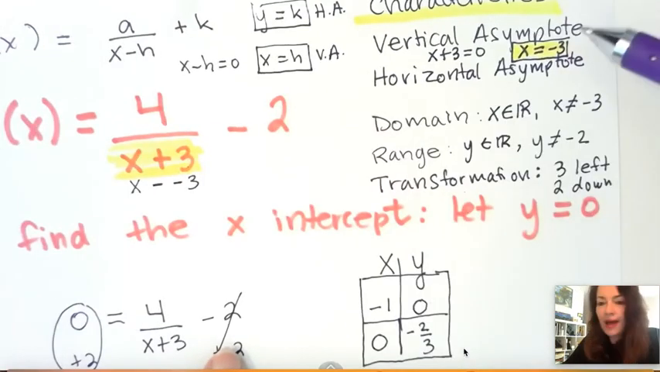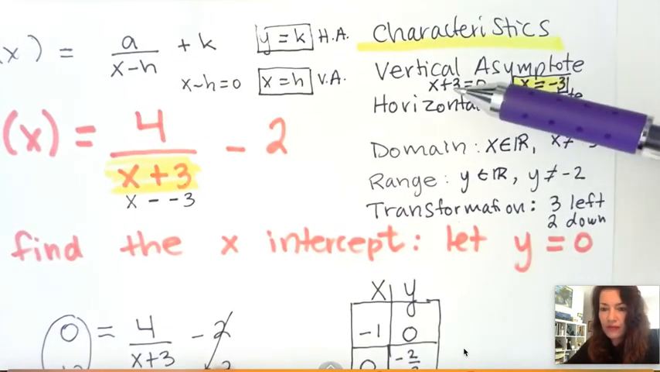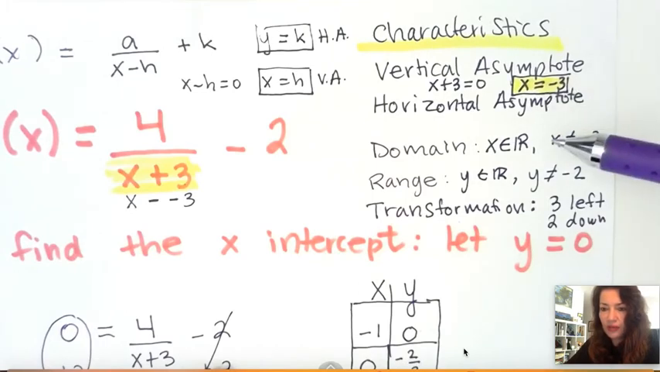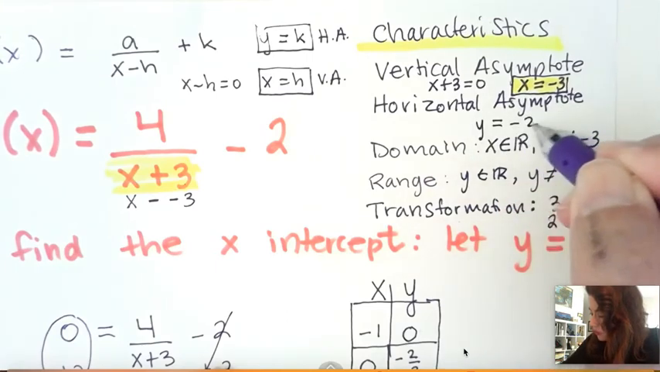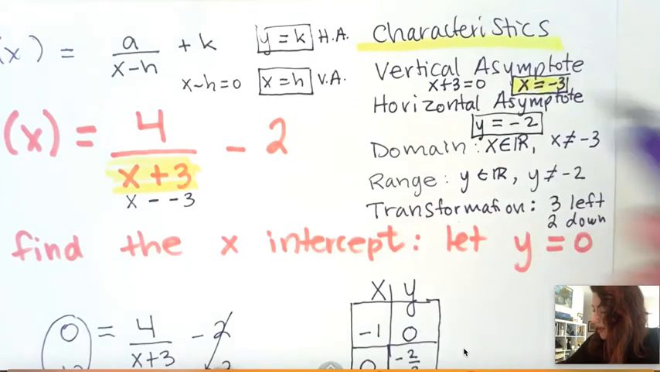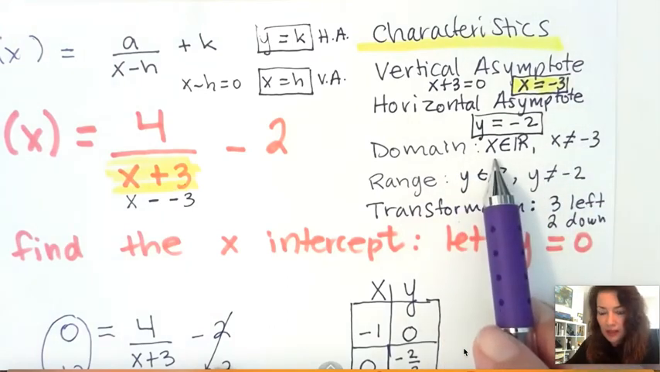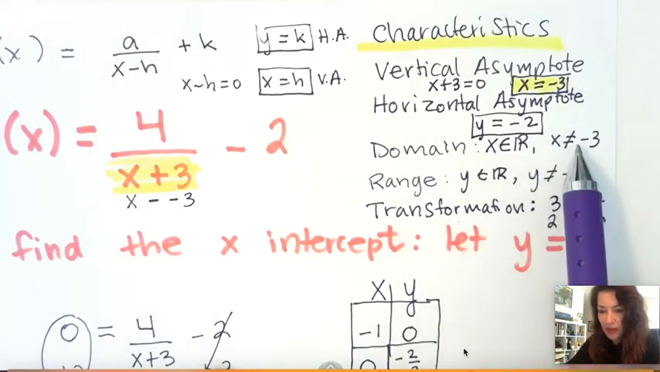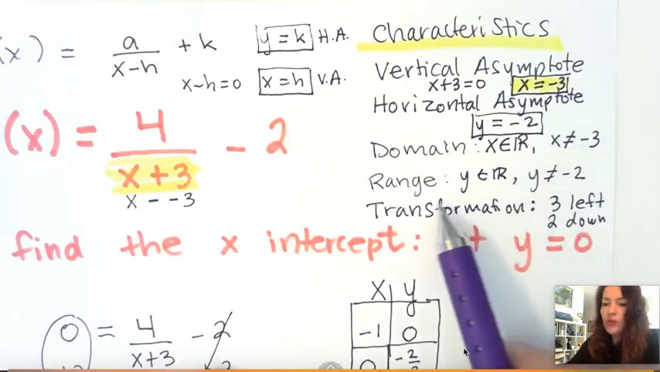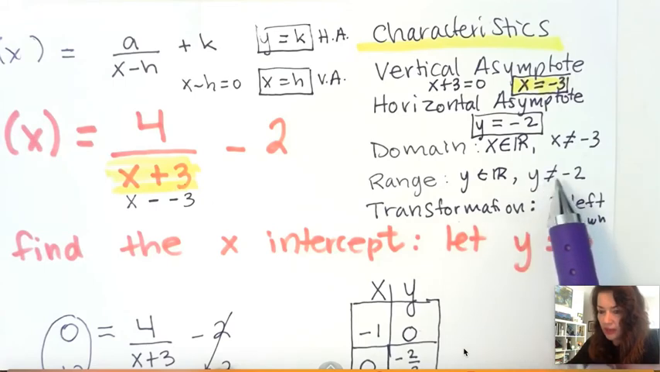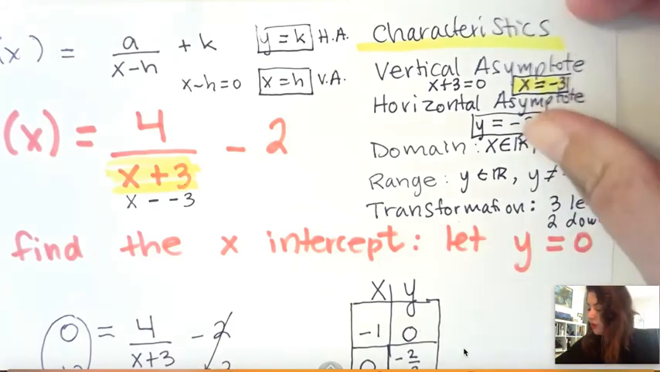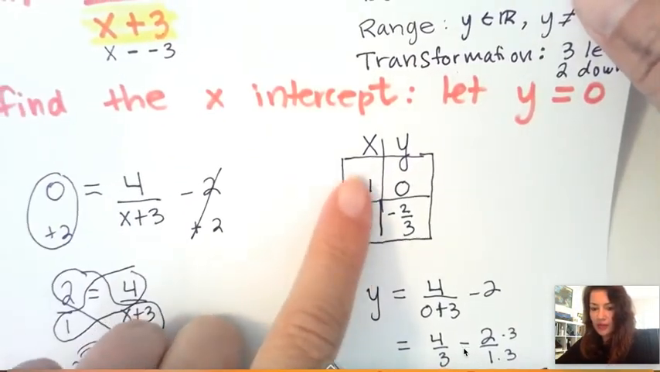All right, so we have all our characteristics. We have a vertical asymptote at x equals -3. We have a horizontal asymptote at y equals -2. We have the domain as x is an element of all real numbers where x cannot equal -3. We have a range where y is an element of all real numbers where y cannot equal -2. The transformation is 3 left and 2 down. We have an x and y intercept at these values.